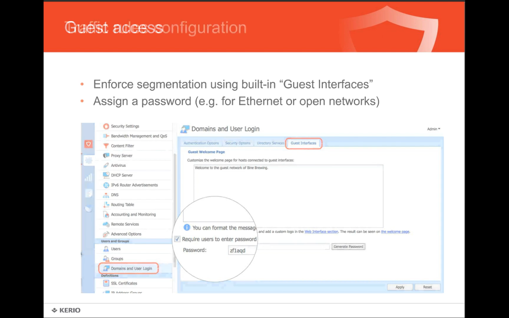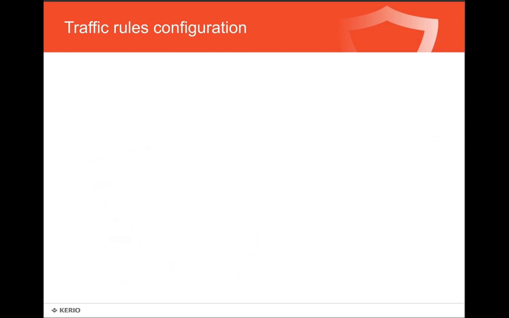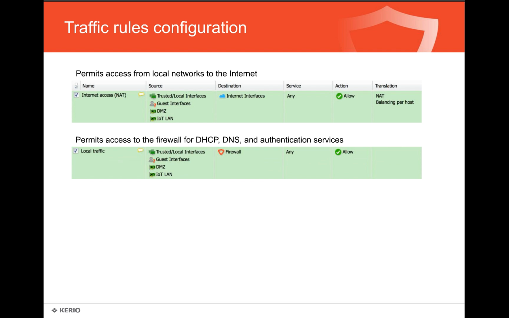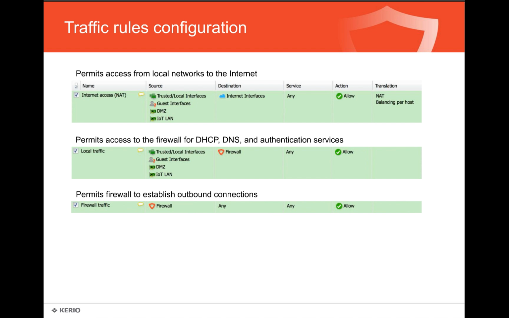To have the communication working smoothly, when you have your network segmented, some additional traffic rules configuration is necessary. So the first rule is that you permit access from local networks to the internet. That makes sense, as you would like to have people accessing the internet. Second rule permits access to the firewall for the DHCP and DNS and authentication services. Otherwise, for example, the authentication will not work.